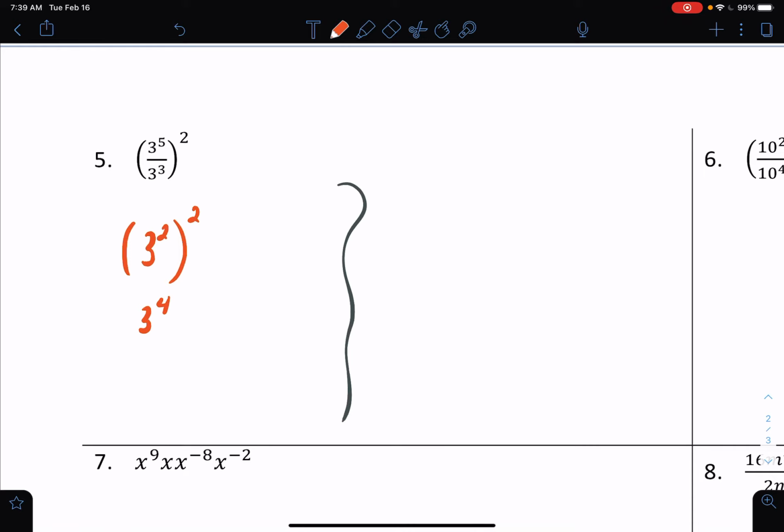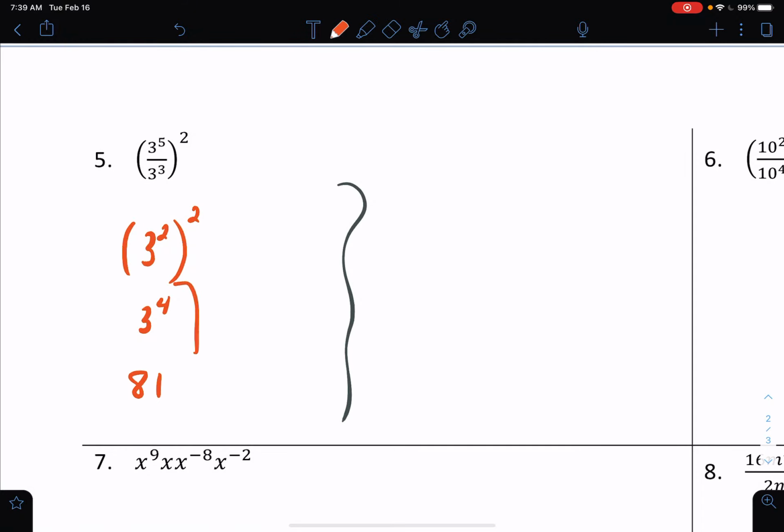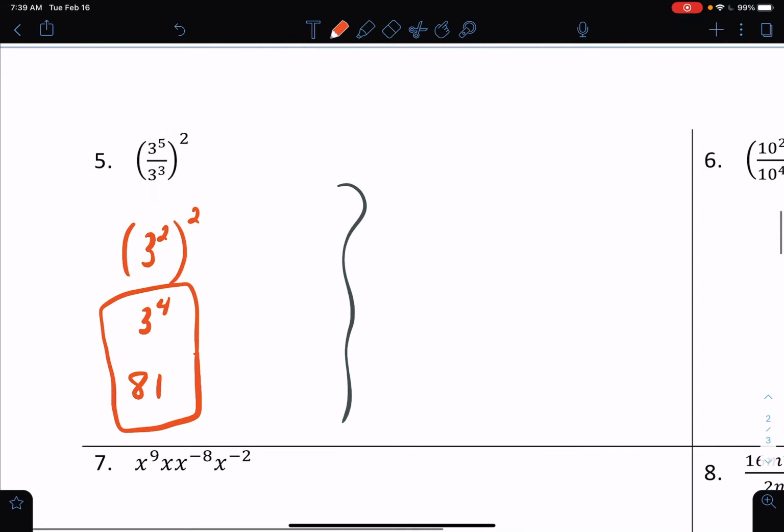2 times 2 is 4. So 3 to the 4th is the same thing. I could simplify that to be 81. So either of those answers would be fine. All right, so that's the first way we could solve this.